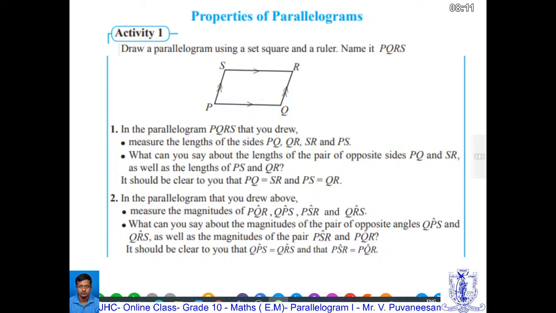Look at this activity. Draw a parallelogram using a set square and ruler. Name it PQRS. You can draw any parallelogram by using a set square. You can draw the parallel lines by using a set square. That is what you learned in grade 7. By using that knowledge, you can draw a parallelogram and check.